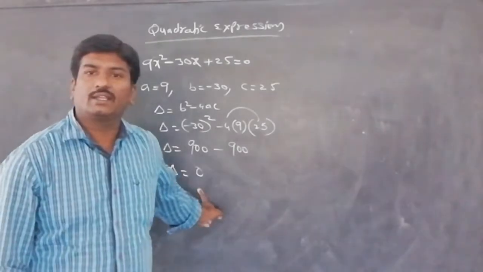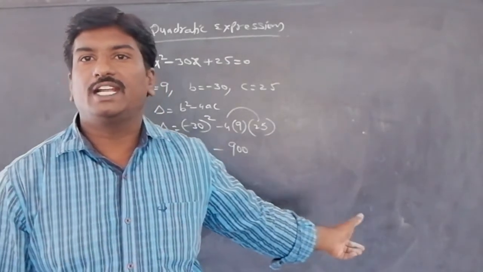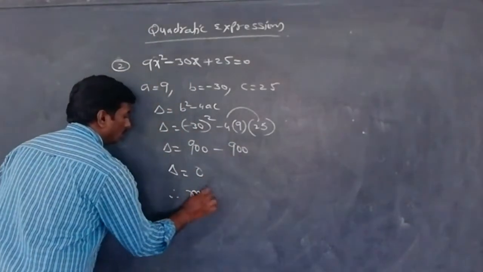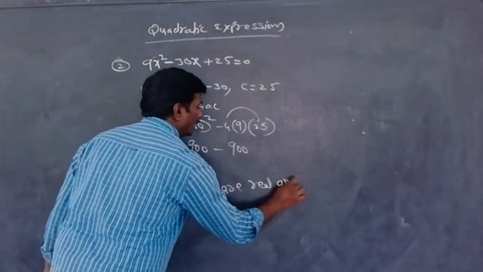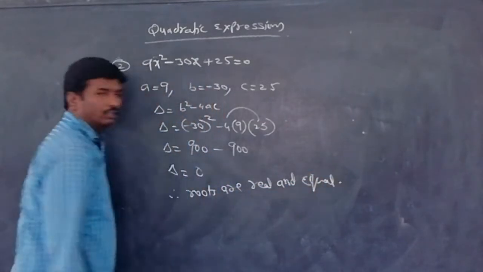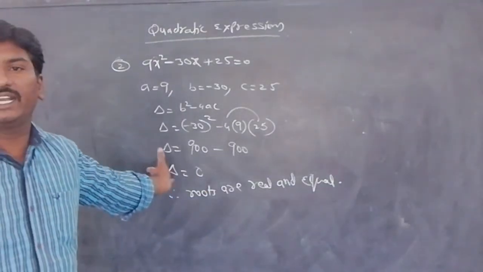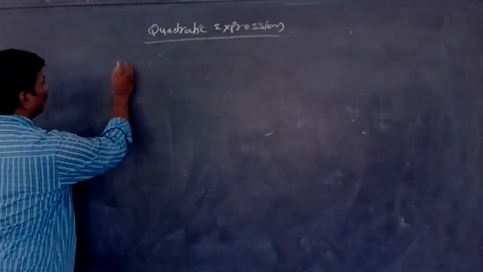Then what can you say? Its roots are real and equal. Therefore, the roots are real and equal. So like this you can identify the nature of the roots of a quadratic equation. Please note.